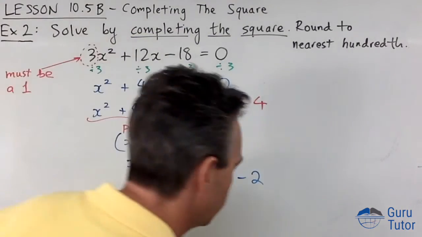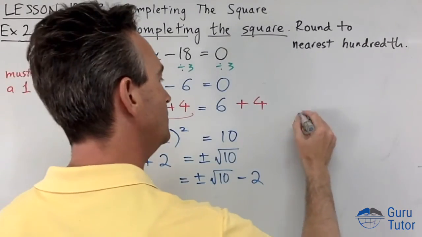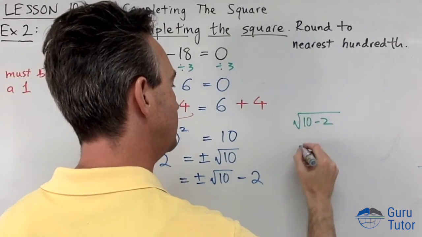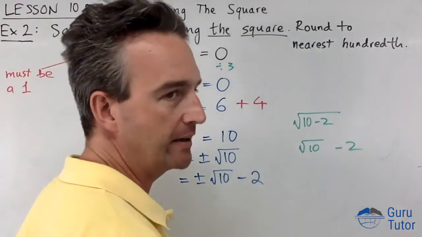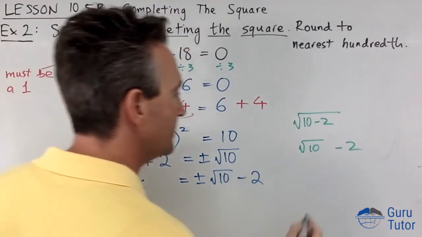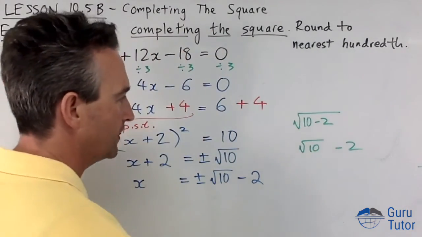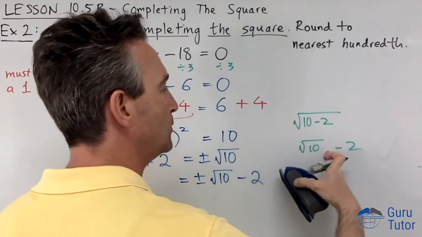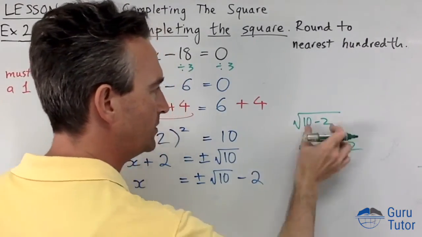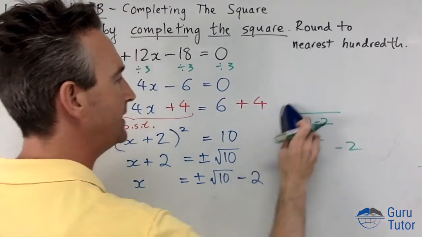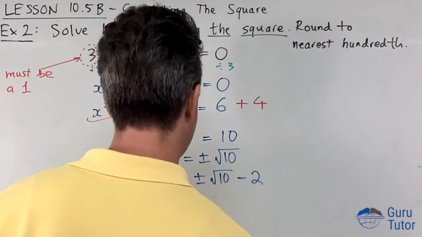Just be careful here, by the way. Root 10 minus 2 and root 10 minus 2, they are different. Be very careful with that, especially when you're using the calculator. Just make sure if it's root 10, get that answer, then subtract 2. If you do it the other way, that means you're basically doing root 8 there. So be careful. They are different.